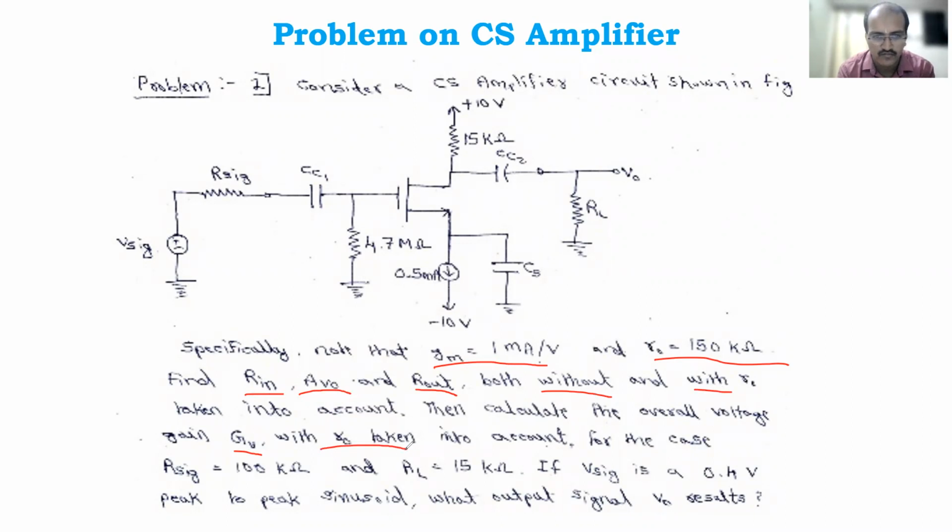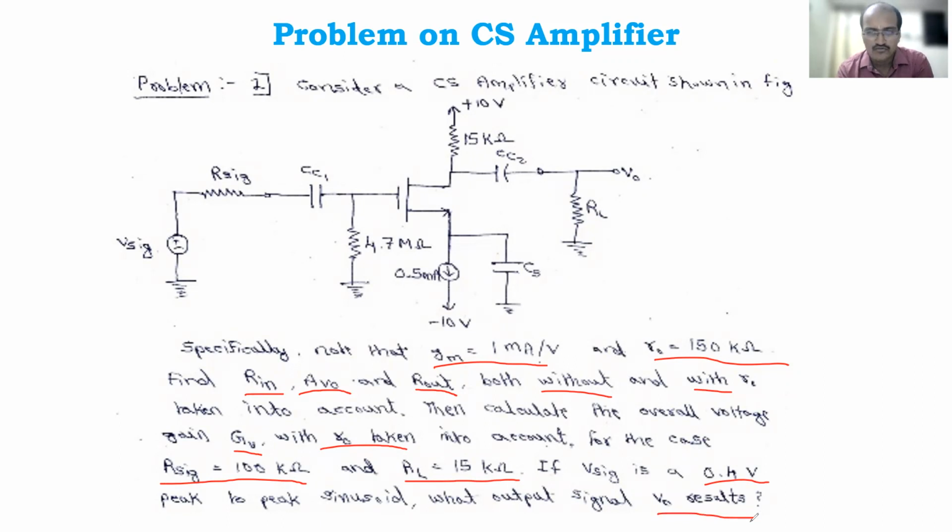You know all the formulas from the analysis. To calculate the overall voltage gain, you require the R signal value. That's why they have given that value, which is 100 kilo ohm. The load resistance is given as 15 kilo ohm. And if V signal is a 0.4 volt peak to peak sinusoid, then what is the output signal V naught value? These are all the things given.